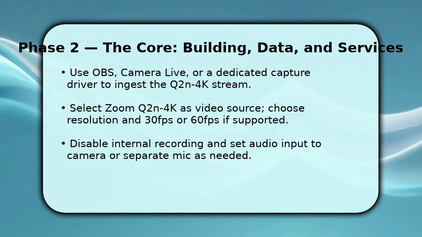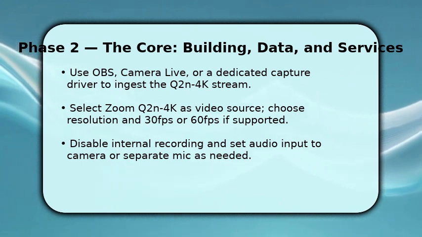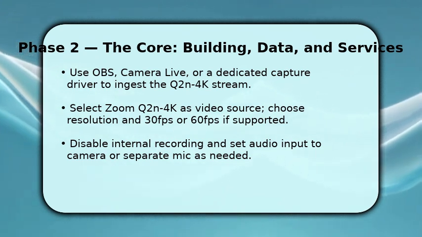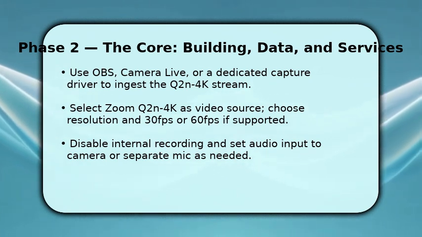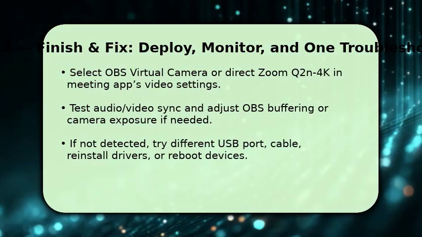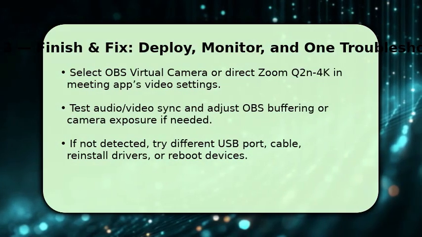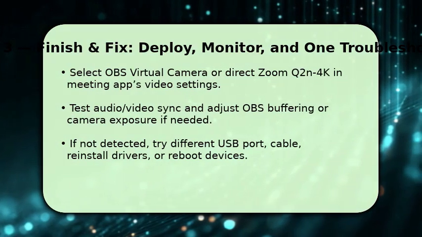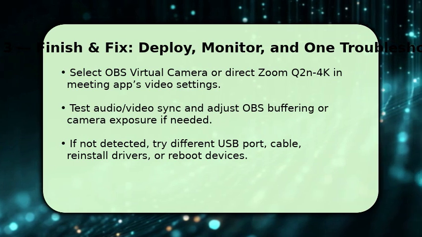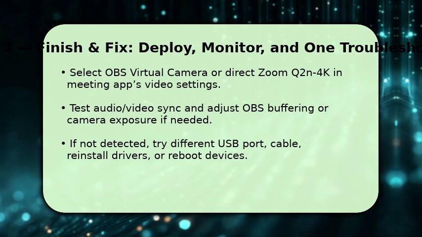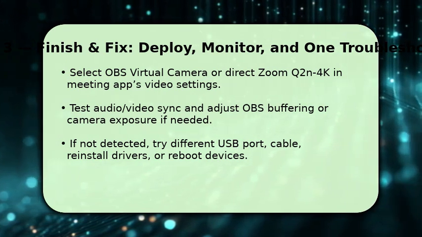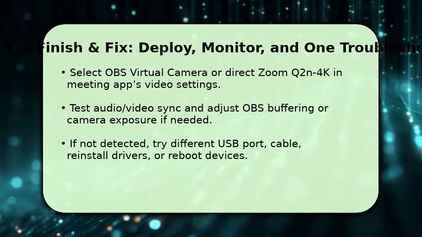Next, route audio. Either use the camera's USB audio or a separate microphone for better quality. Make sure to disable on-camera recording to prevent conflicts. Finally, in your conferencing app, choose the OBS virtual camera or the Zoom Q2n 4K device directly so your feed appears. Once selected, test audio/video sync and tweak exposure, white balance, or OBS buffering to remove lag.